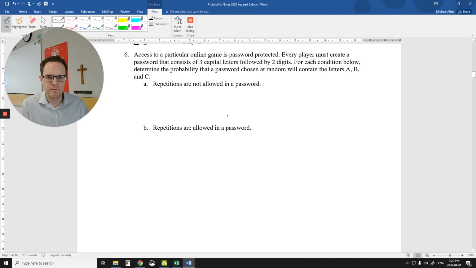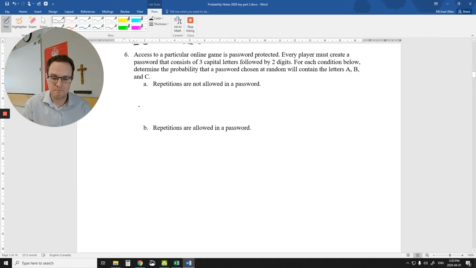Okay. To access a particular online game that's password protected, every player must create a password that consists of 3 capital letters, followed by 2 digits. Following these conditions, determine the probability the password chosen will contain an A, B, and C if repetition is not allowed.